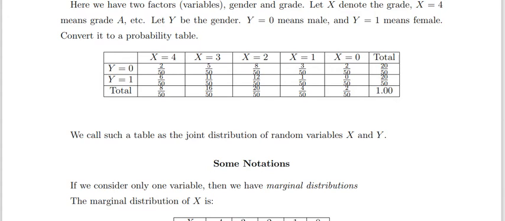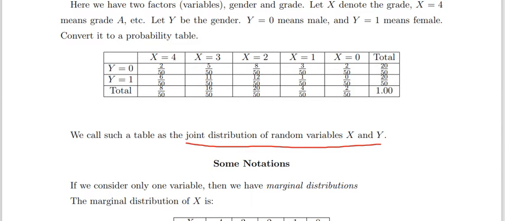This probability table is just the joint distribution. We say joint distribution for random variables X, Y, where X is grades or GPA, and Y is gender, 0 or 1.